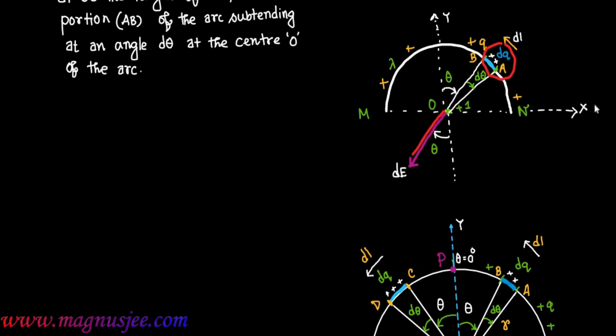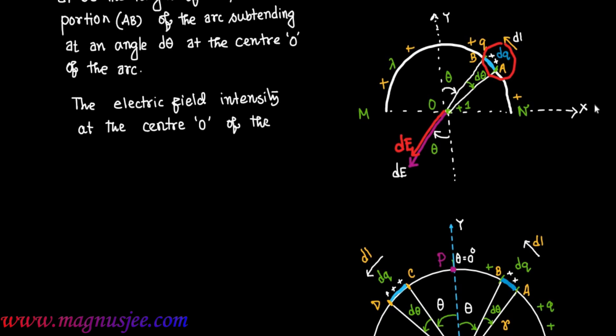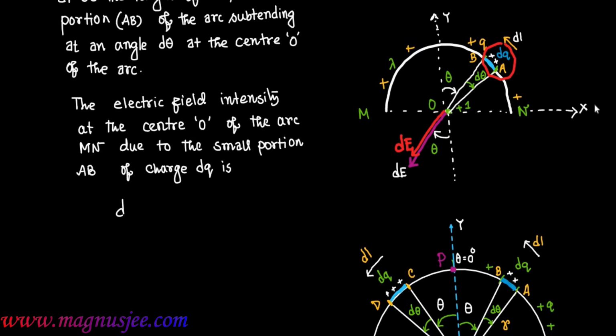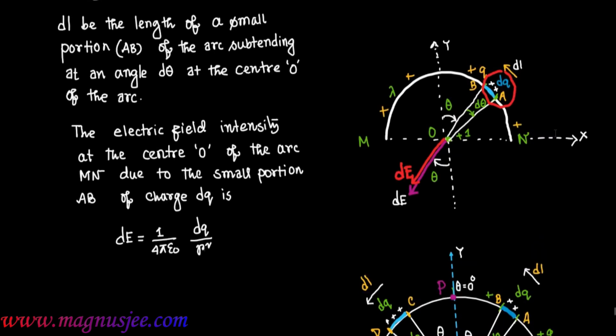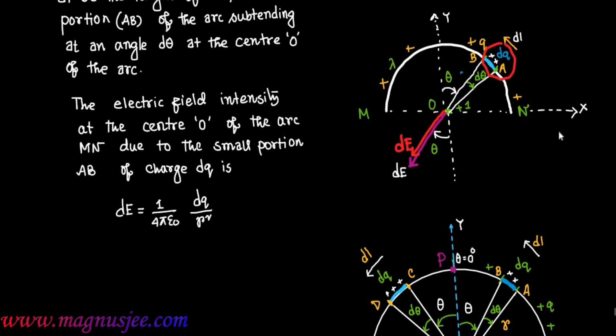The charge dq of the small part AB applies an electrostatic force dE on the unit positive charge at the point O. The electric field intensity at the center O of the semicircular arc MN due to this small portion AB of charge dq is given by dE equals 1 by 4 pi epsilon 0 dq divided by r square, where r is the radius of the semicircular arc.